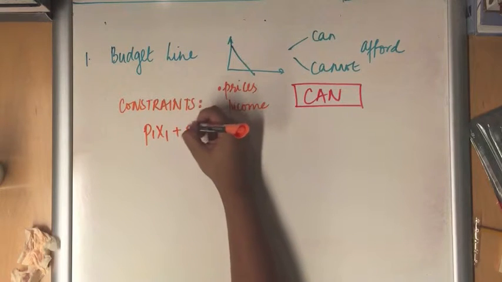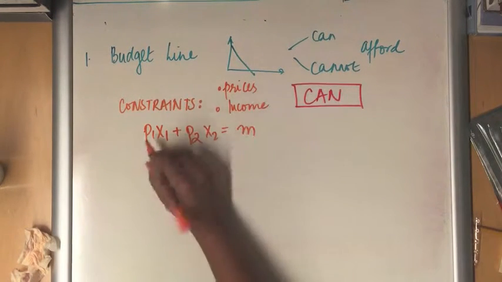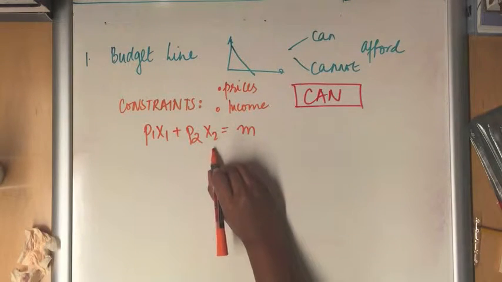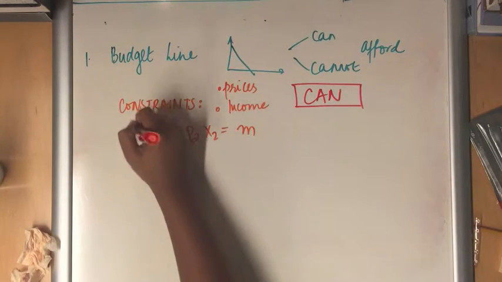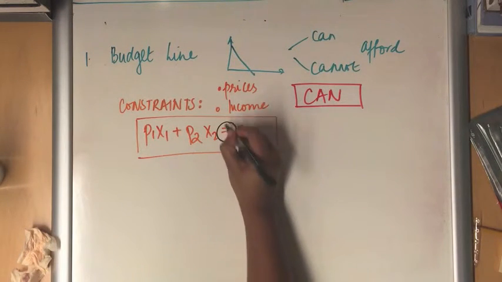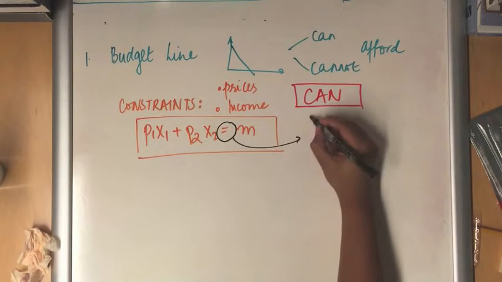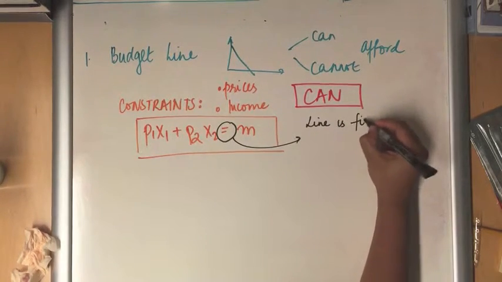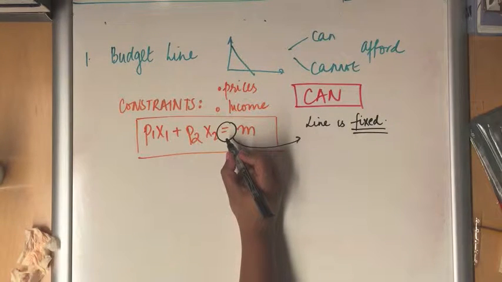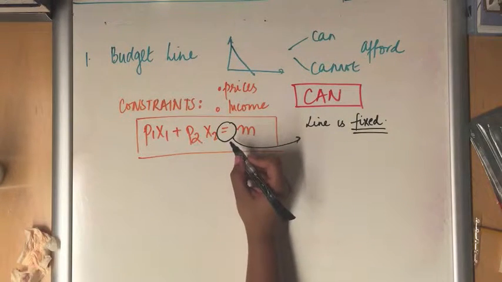P1 x1 plus P2 x2 equals M, where P1 is the price of good 1, x1 is the quantity of good 1 consumed, P2 is the price of good 2, x2 is the quantity of good 2 consumed, and M is your total income. Notice that there is an equal sign here, which means that this line is fixed because it is equal to something. You cannot move the line up or down graphically.